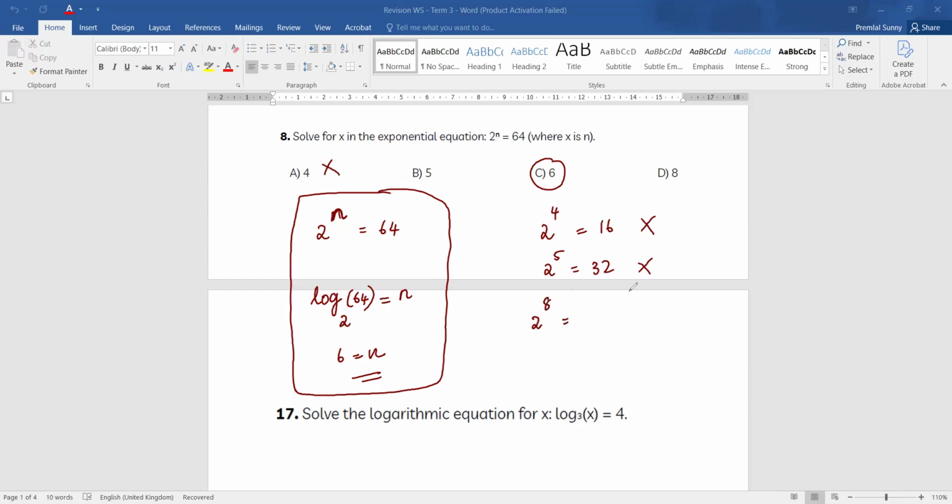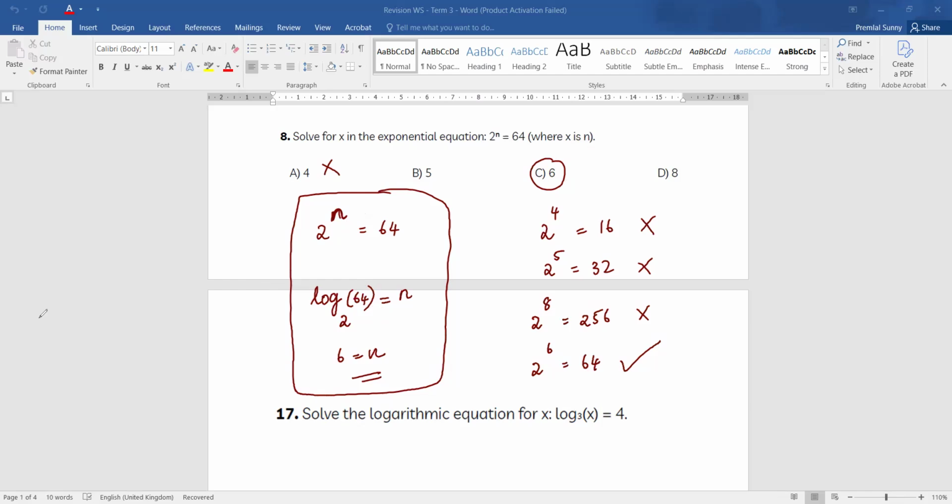2 to the power of 8 will be 256. So that is also not 64. Now check 2 to the power of 6. Put it in your calculator. 2 to the power of 6 will give you 64. So you don't have to understand the logic behind the conversion from exponential to logarithm. Just to get the mark, you can do the trial and error method and see which number, when you put it in, you will get the right hand side. In this case, the right hand side was 64.